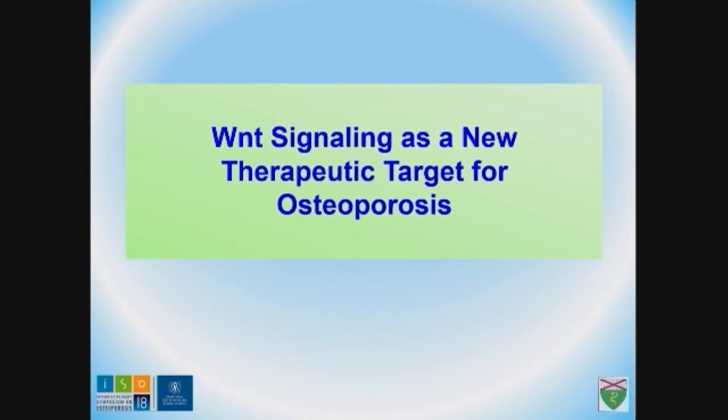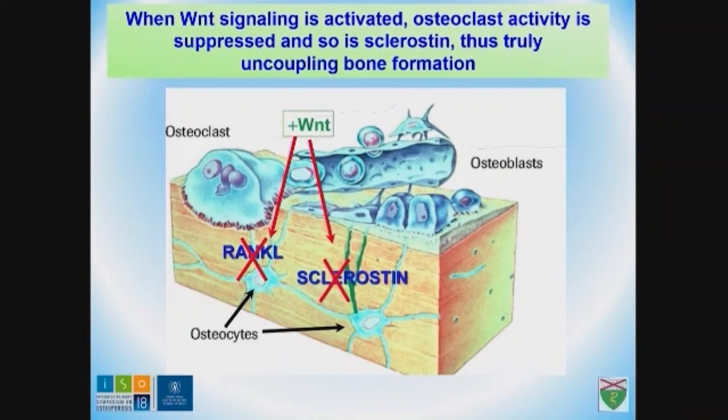Now, for the parathyroid hormone receptor agonists, we've gotten closer to where we need to get. But when I told you about Wnt signaling, I told you that that looked like the holy grail. I mean, you basically stop resorption and you stimulate formation. And so when Wnt signaling is activated, again, osteoclast activity is suppressed, so is sclerostin, and you're thus truly uncoupling bone formation.